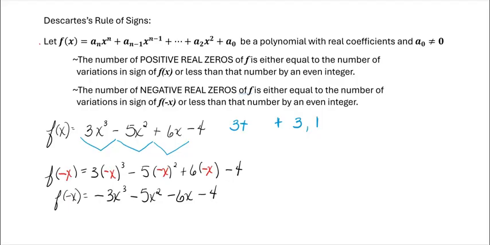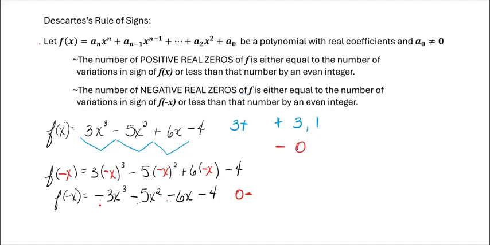So now I'm going to go over here and count my variations in sign. There's no variation between the first term and the second term. There's none between the second and the third, and there's none between the third and the fourth. So there are 0 negative variations. So my negative reals, I have none.